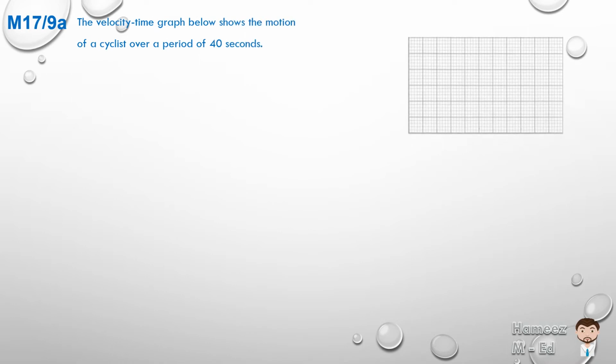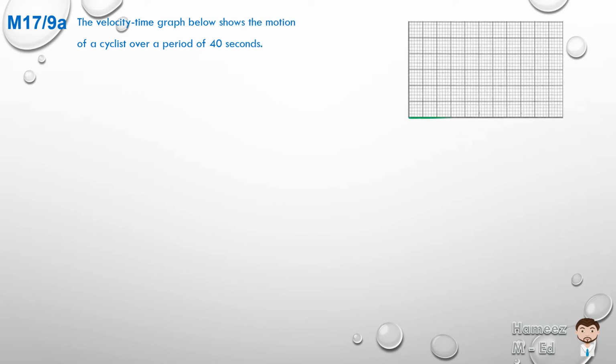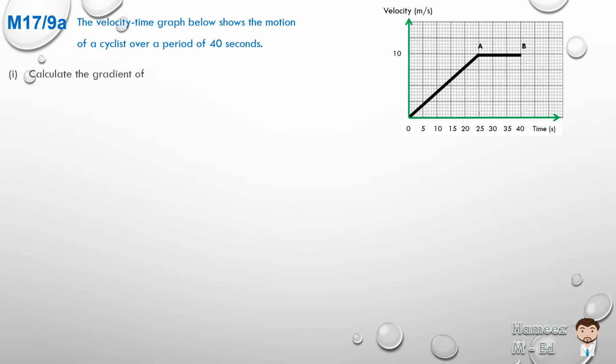May 2017, number 9A. The velocity time graph shows the motion of a cyclist over a period of 40 seconds. If we look at the graph, we can see that on the x-axis it's time from 0 to 40, and on the y-axis is velocity, which is given as 10 meters per second. So this is a speed time graph. Part 1, calculate the gradient of part OA.